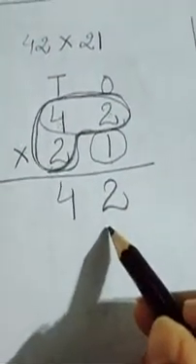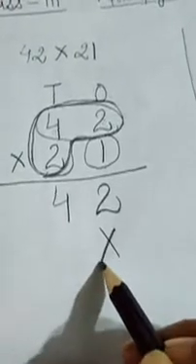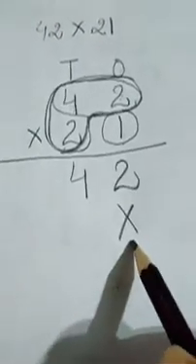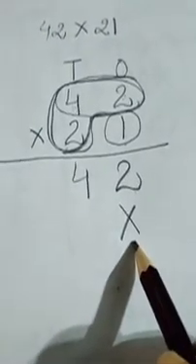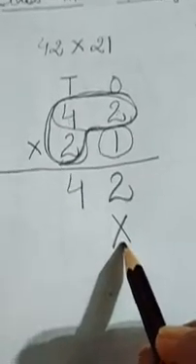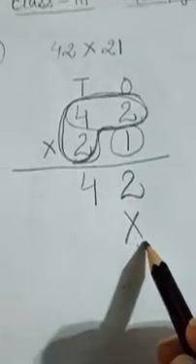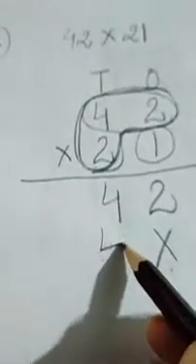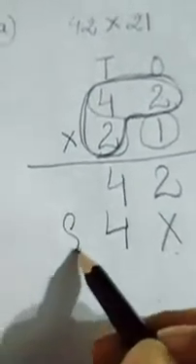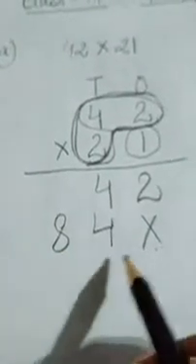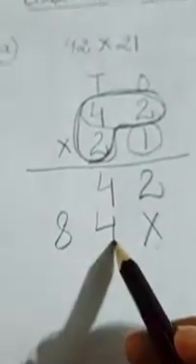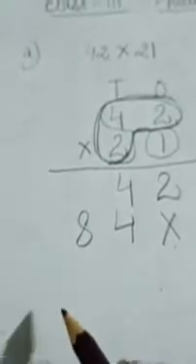Then under the ones place digit we will draw one cross, which means we will write nothing here. We have not written anything under this, that's why we have written a cross. Now 42 multiplied by 2, what did we get here? 84. We will start writing from here and move to our left hand side.